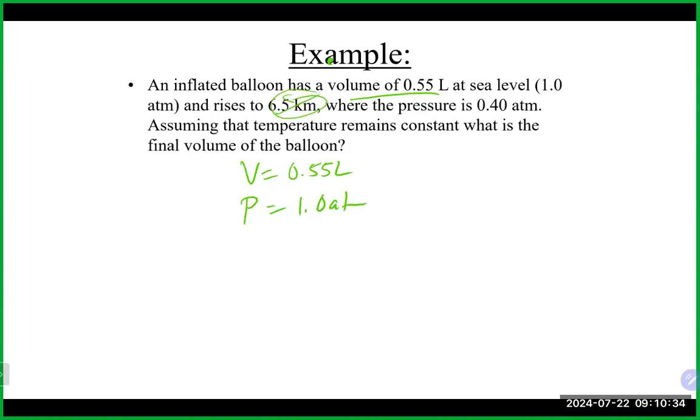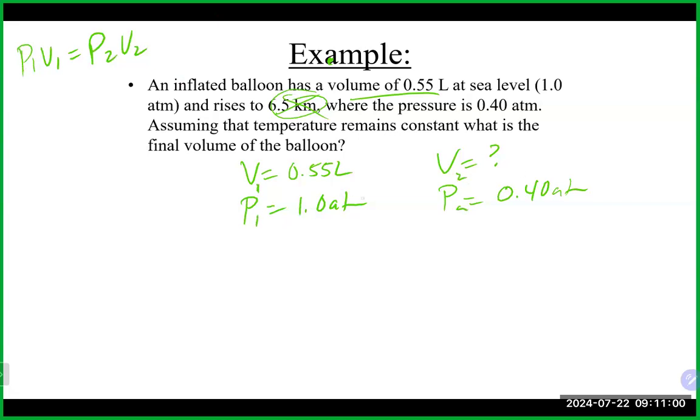6.5 kilometers is useless information in terms of this problem. We've got a pressure of 0.4 atmospheres, and obviously here we are looking for a volume. So again, if you're not sure, you can hopefully see Boyle's Law in there as you pull out the information. In this case, I'm going to call this one 1 and this one 2.